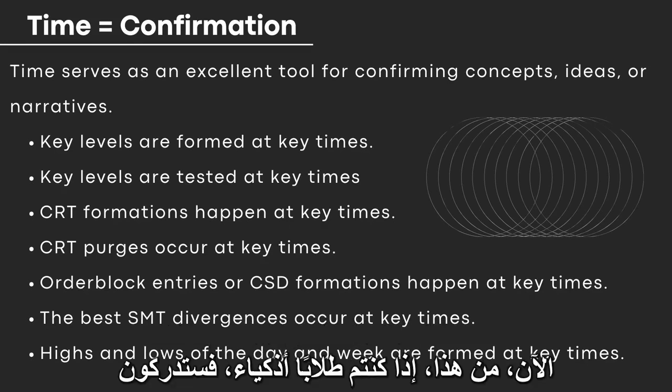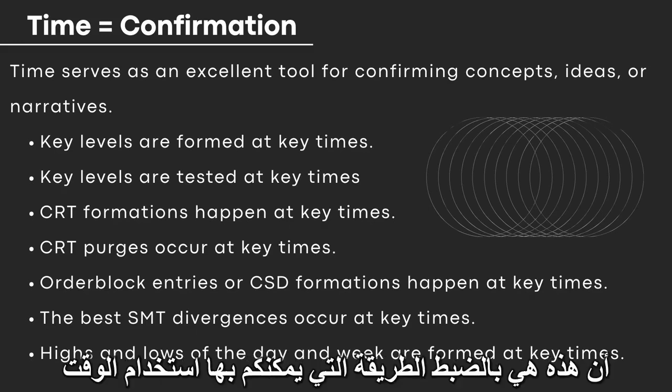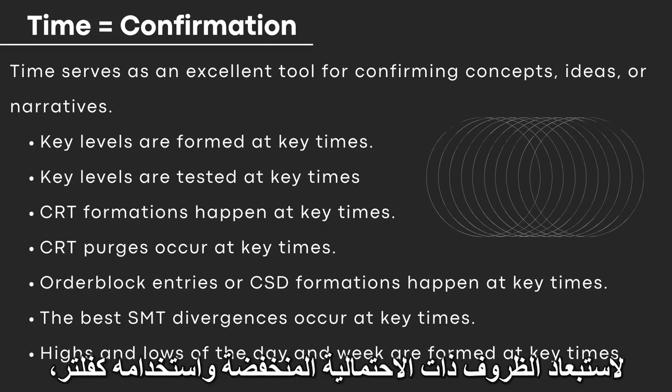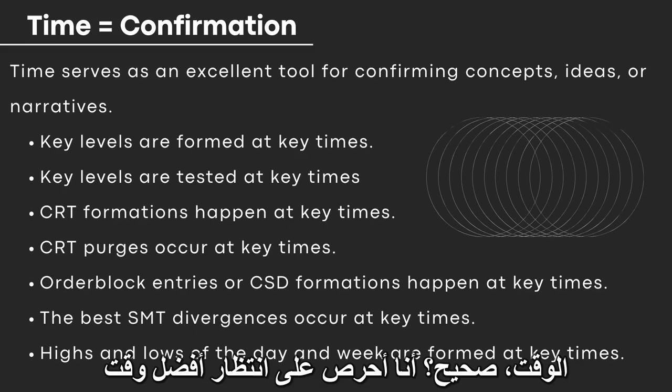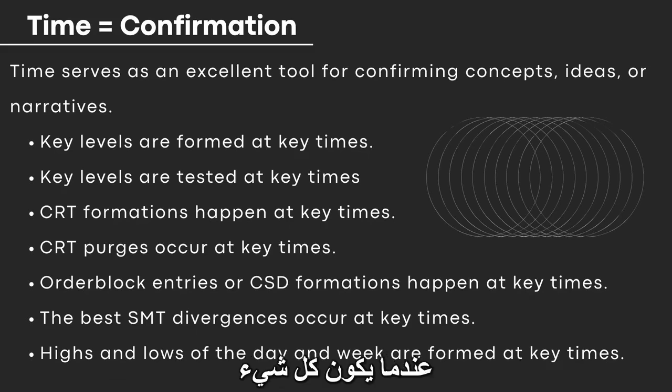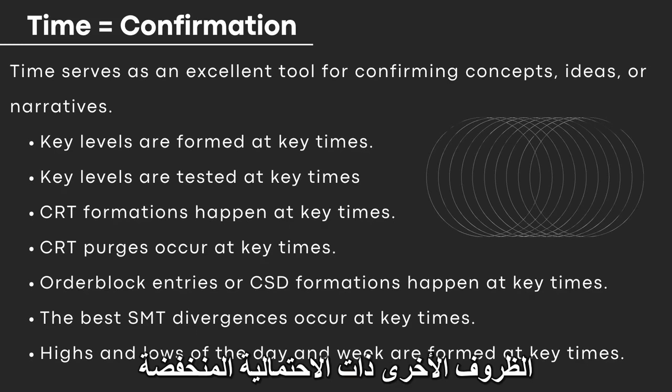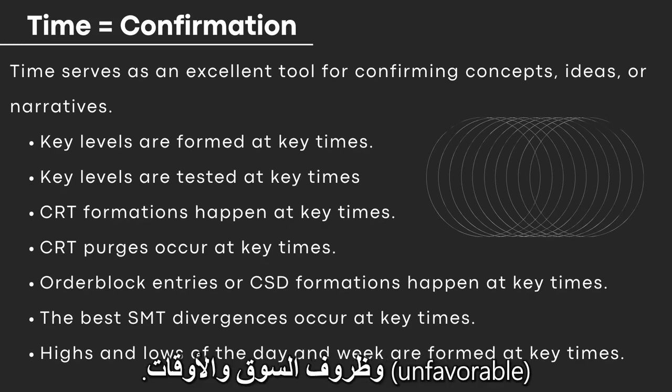Now from this, if you're a smart student, then you'd realize that this is exactly how you can use time to sit out lower probability conditions and use it as a filter, and only take part in perfect moves. That's why I have an 80% win rate and I have perfect entries all the time, right? I make sure to wait for the best time when everything's perfectly aligned, and I make sure to sit out the other low probability, unfavorable market conditions and times.